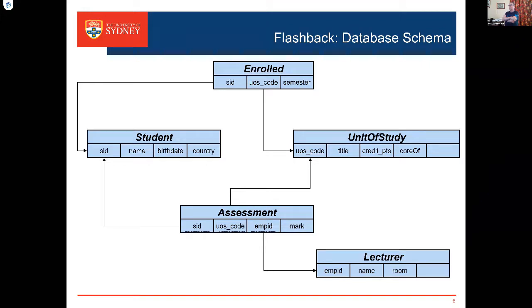So enrolled goes to the unit of study via sharing a value for the EOS code. So a particular enrolled record is linked to a particular unit of study record by sharing exactly the same value for EOS code. And then as we add more relationships, there's lecturer goes to lecturer, and that would be via EMP-ID. I'll come back to why that's called that.